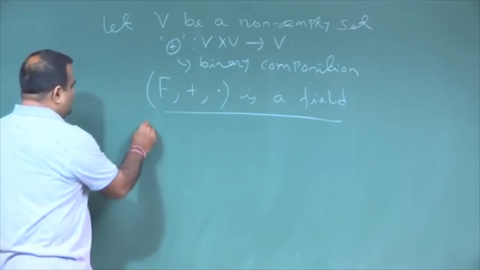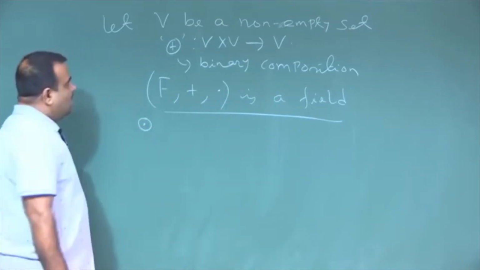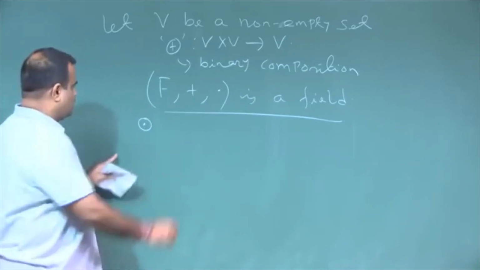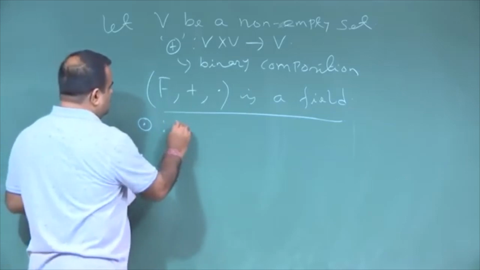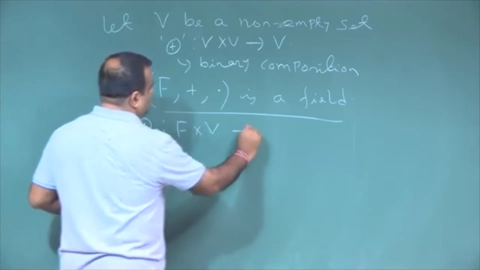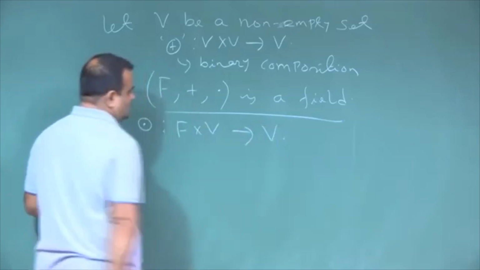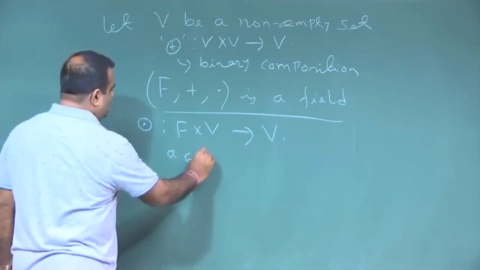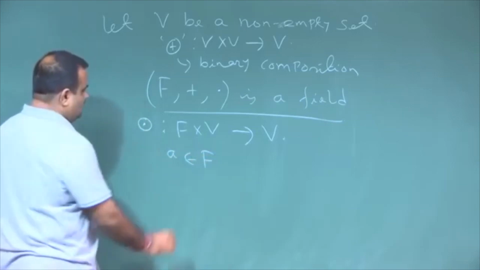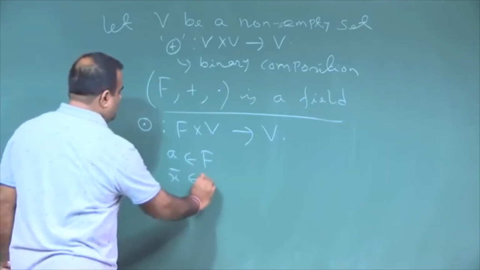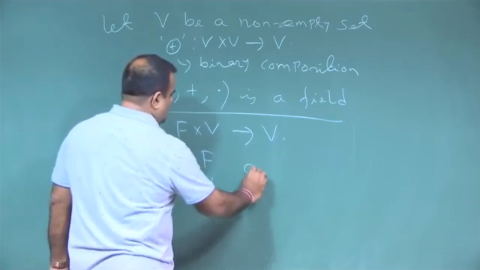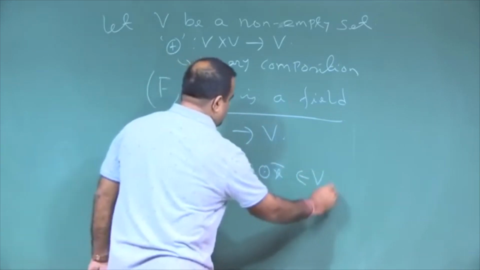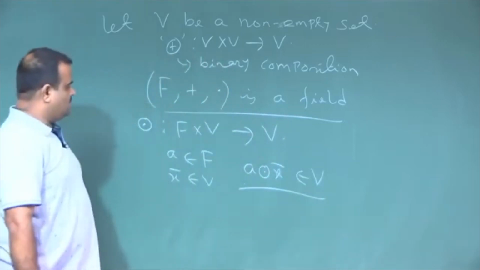And along with this we have an external composition, also called scalar multiplication with a vector. This is basically F cross V to V. That means we take a from F and we take a vector x from V. So, a operating on x will give us some vector in V.